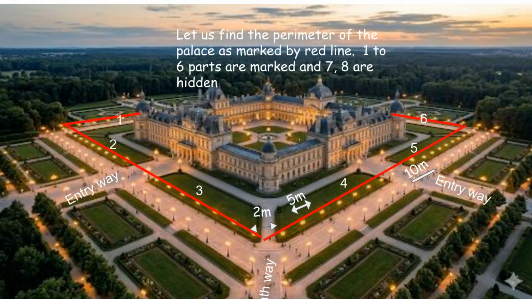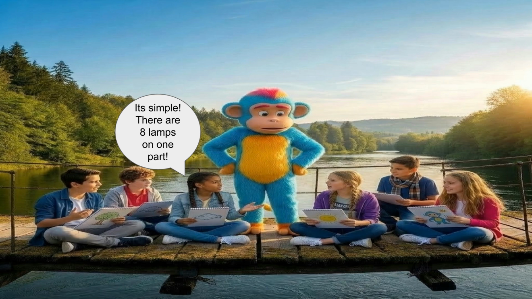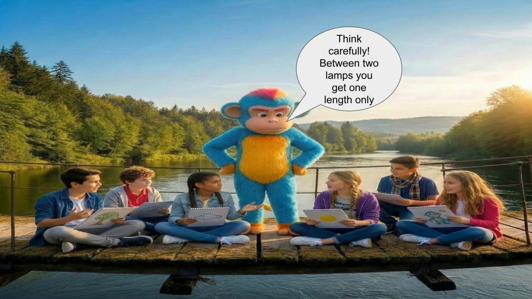The red line marks the perimeter we need to calculate. Segments 1 to 6 are marked, and 7 and 8 are hidden. One student estimates that there are 8 lamps on one part, so one side is 8 times 5 meters, which equals 40 meters. Think carefully.